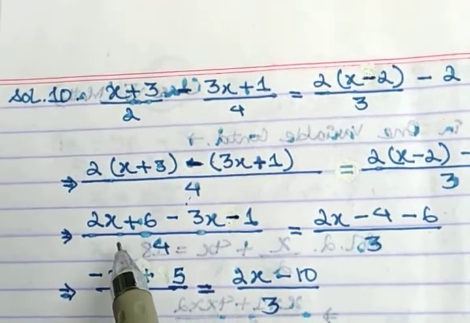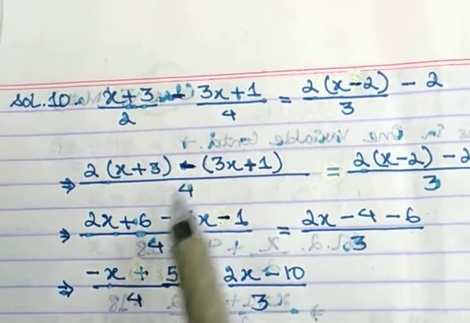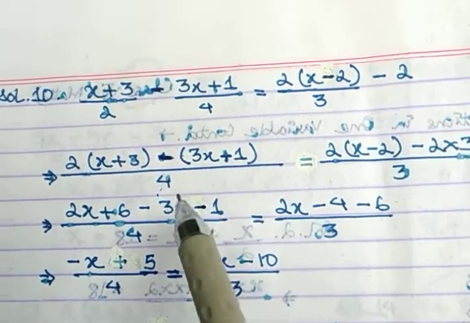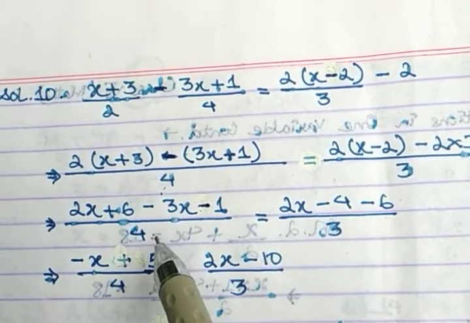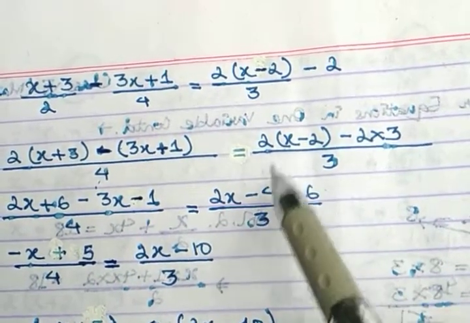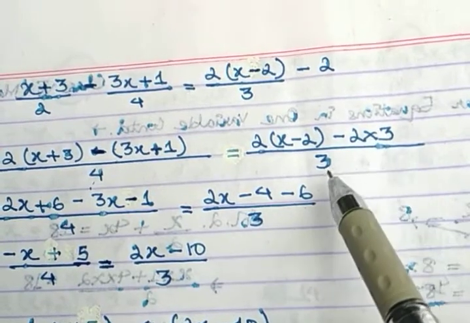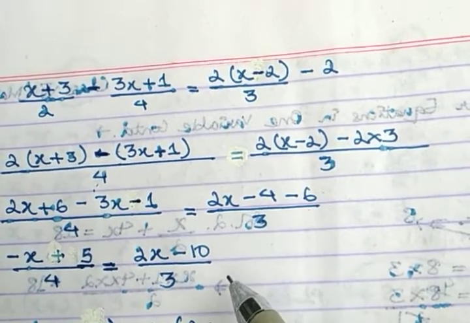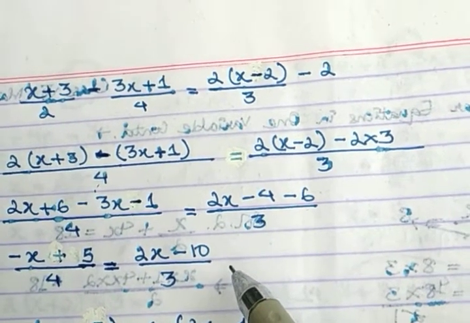2 into x, you will get 2x plus 6. Minus into plus is minus 3x. Minus into plus is minus, so minus 1, divided by 3, and 4 in the new denominator equals 2 into x is 2x, plus into minus, minus 2 times 2 is 4, minus 2 times 3 is 6, so 6 divided by 3 in the denominator, on the other side as well, left and right hand side.